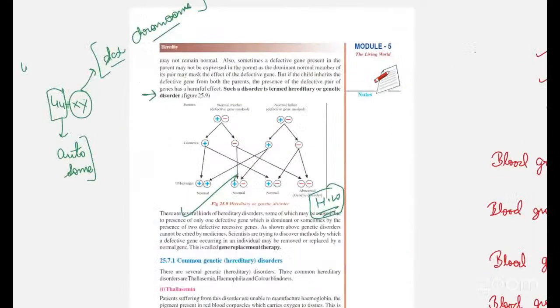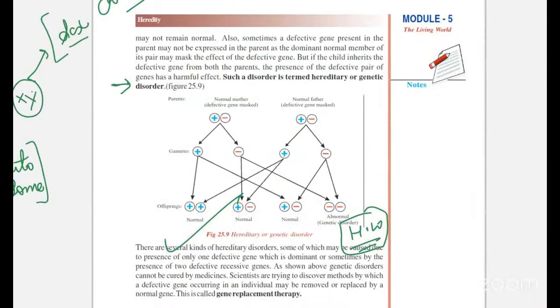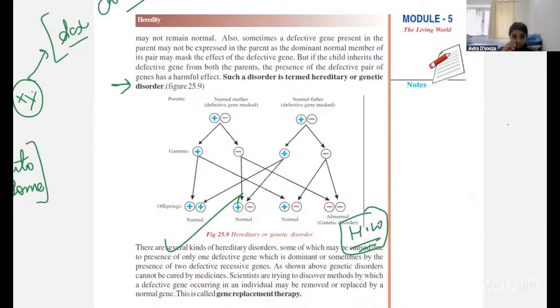So we'll read this. I request who will read. Okay, Ira, you can read this. Also, sometimes a defective gene present in the parent may not be expressed in the parent as the dominant normal member of its pair may mask the effect of the defective gene. But if the child inherits the defective gene from both the parents, the presence of the defective gene pair has a harmful effect. Such a disorder is termed hereditary or genetic disorder.